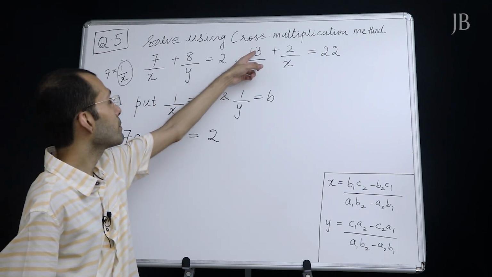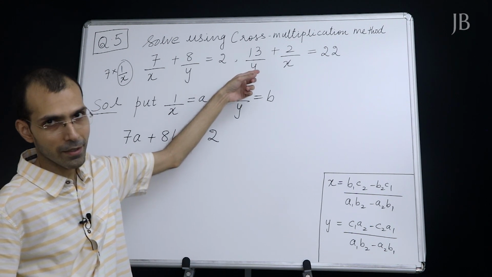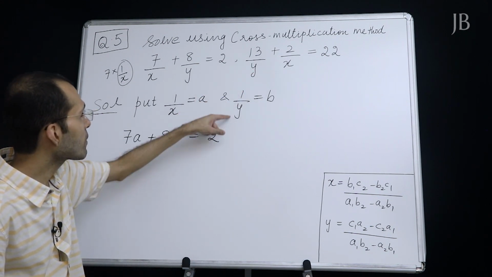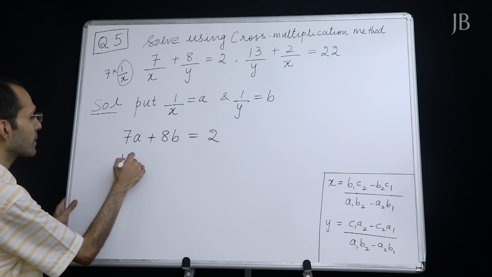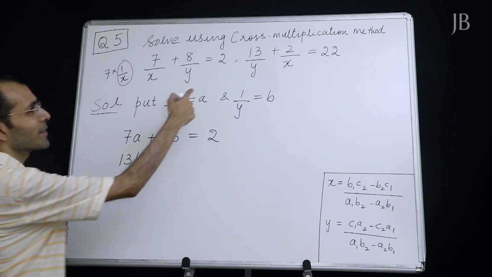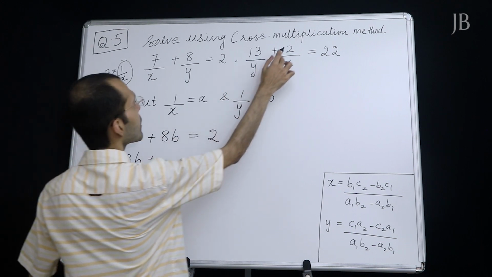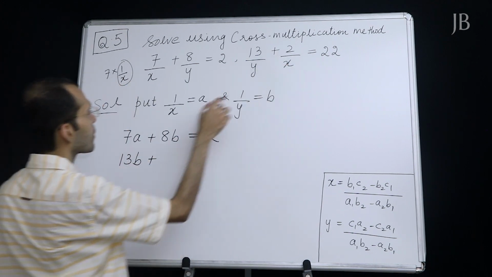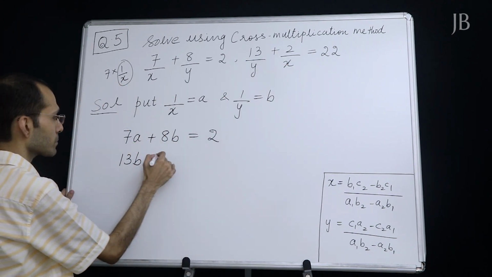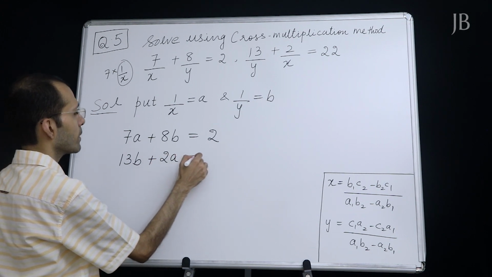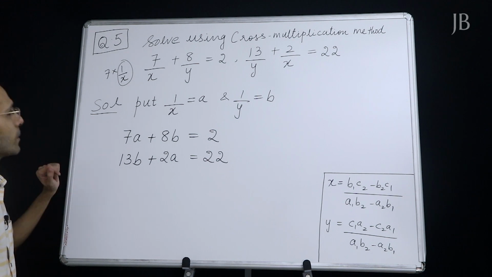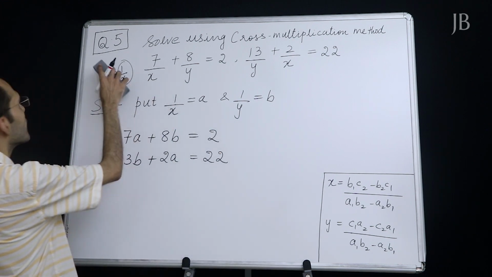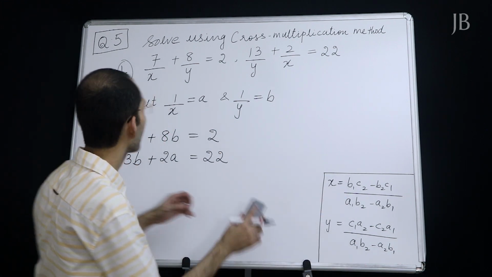Other equation, be careful, it is 13 upon y and 1 upon y is b. So the second equation will become 13b plus 2 upon x, that is 2 into 1 upon x. 1 upon x is a, so that is 2a is equaling 22. Okay. These formulae have been written for ready reference.